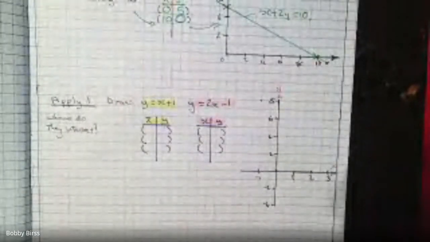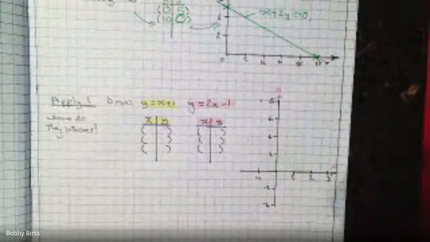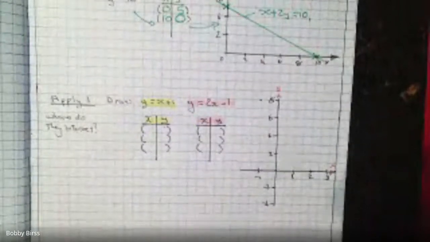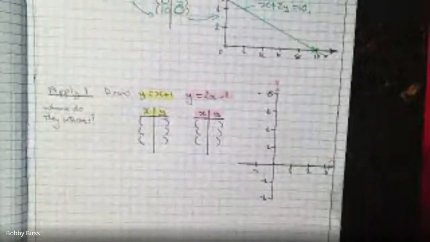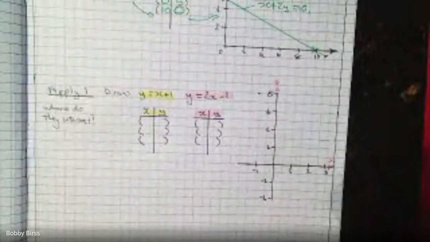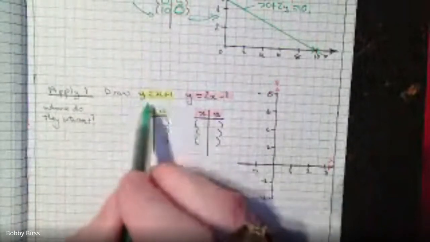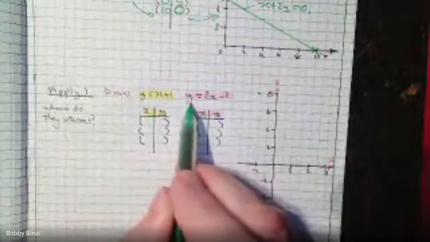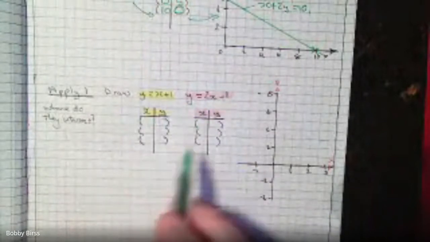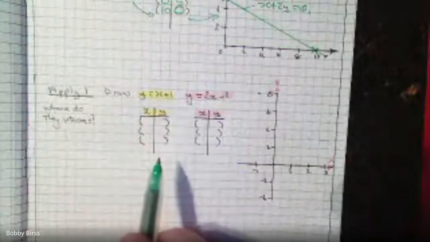So the next section is you're going to do question 7, and I'm then going to do the first question from the apply section. It says, can I draw these two straight lines and find where they intersect? Okay. The yellow line is y equals x plus 1, y equals 2x minus 1 for the second one. So they are back to the ones that we did at the start of the week.